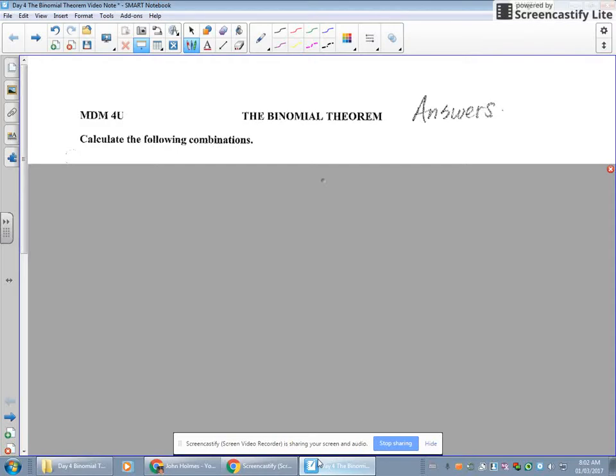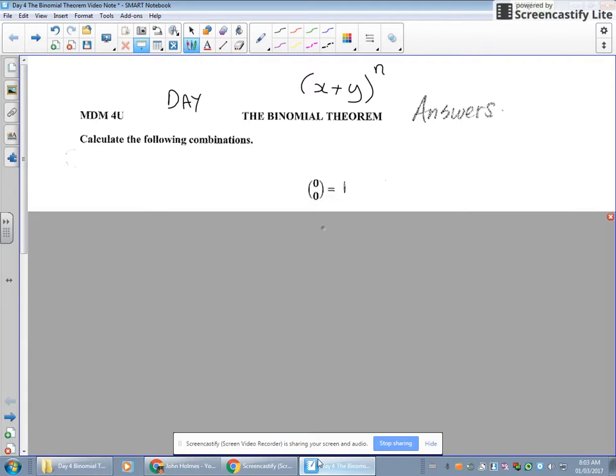All right, so what we're looking at today, we're on day 4 here, the binomial theorem. What we're hoping to do is to develop a formula that would come up if I have any two terms. We call this a binomial, and it's to the power of some exponent n. We want to be able to come up with a way to quickly answer what that is in expanded form. So we're going to start that by looking at the following combinations.